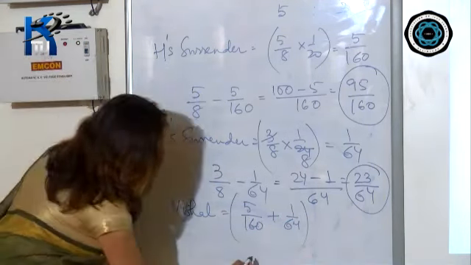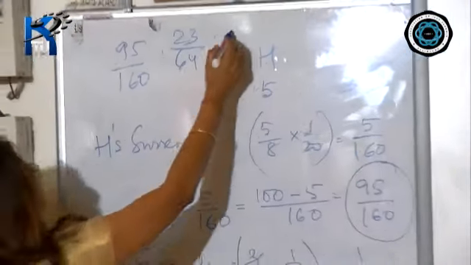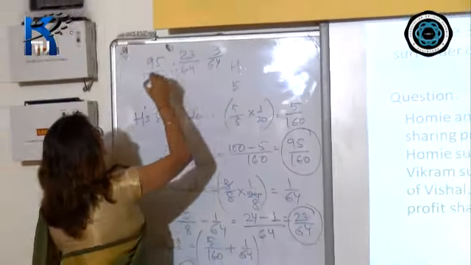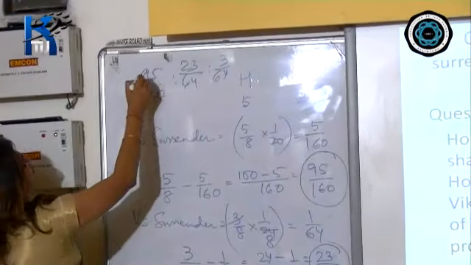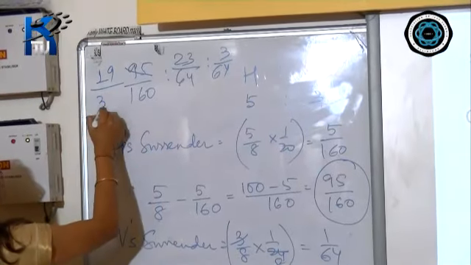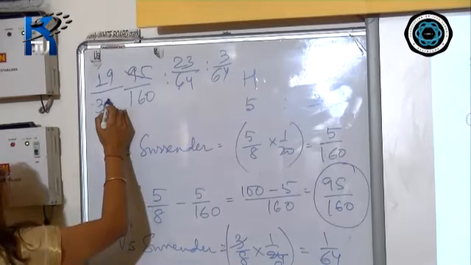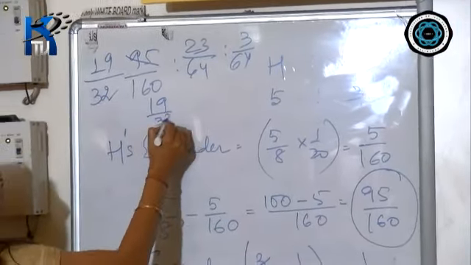95/160 is to 23/64 is to 3/64. Now this also can be cancelled. Let us see how we can cancel this. So 5 1s are 5, 5 9s are 45, 5 3s are 15 and 5 2s are 10. So this comes out to be 19/32 is to 23/64 is to 3/64. This is the new ratio.